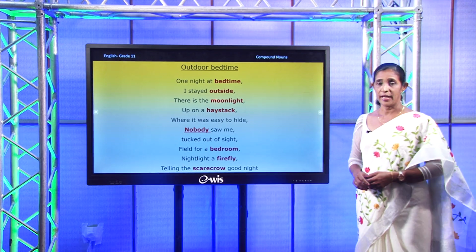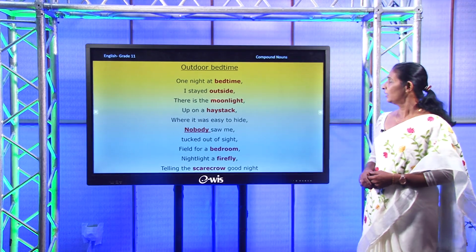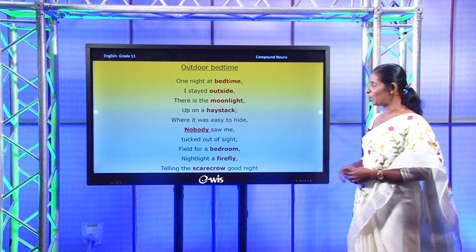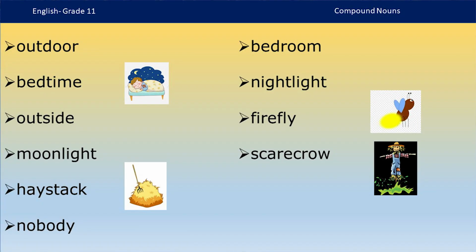Okay children, I think you can remember some of the highlighted words. Let's see, I'm going to help you. Okay, those are the highlighted words. Can you all just see whether you can remember some of them? Let's see one by one. It's outdoor, bedtime, outside, moonlight, haystack, nobody, bedroom, nightlight, firefly, scarecrow.